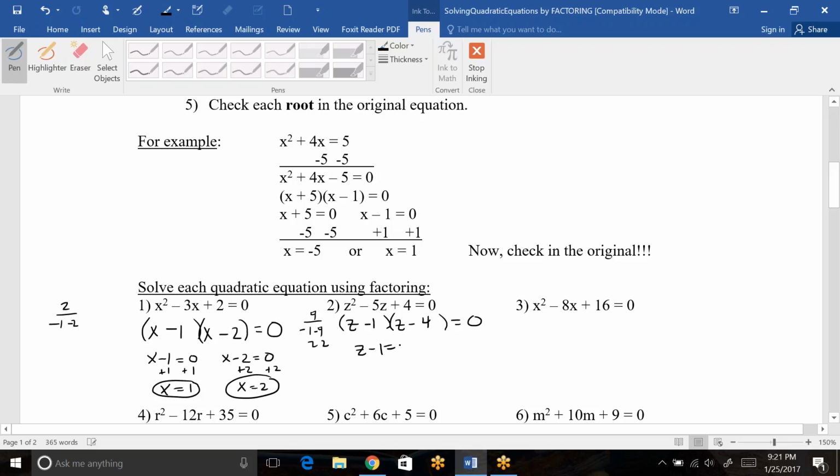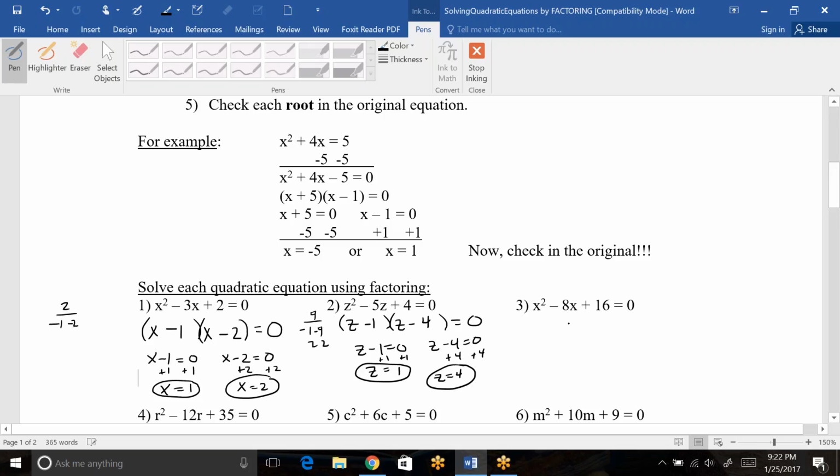We set each part equal to 0, since it's been completely factored. We add 1. So that gives me +1 again for this one. We add 4. So I get +4.